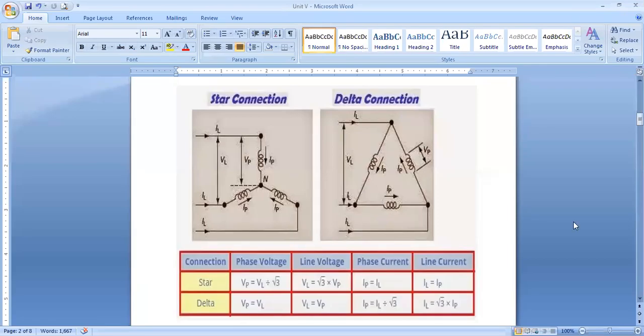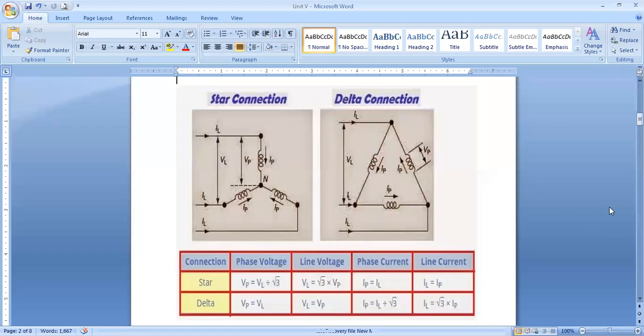Already in our last video, we have seen that there are two important three-phase connections, that is, the star connection and the delta connection. For the star connection, try to understand, I have already explained: we are connecting the similar terminals to form the star connection, and the common point is known as neutral. And for the case of delta, we are connecting the dissimilar terminals.